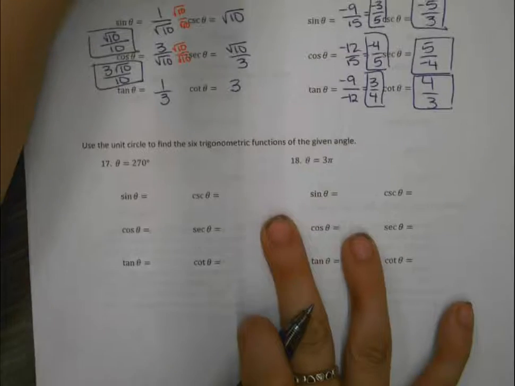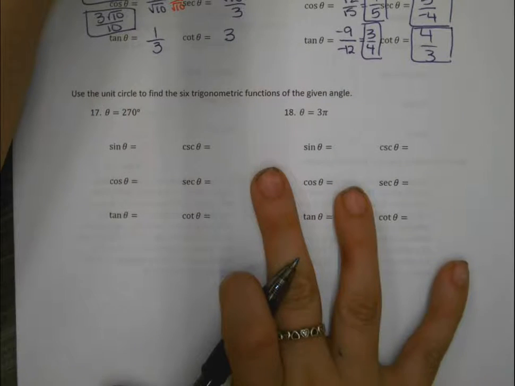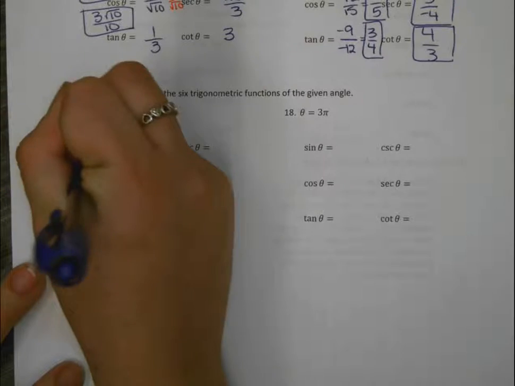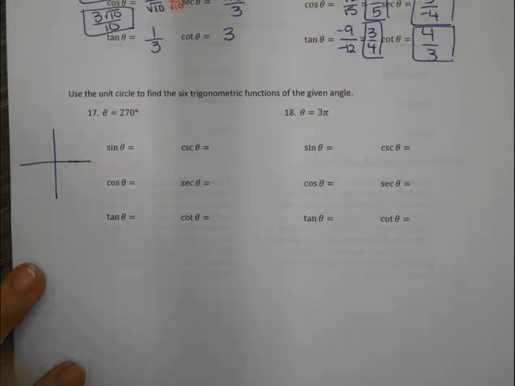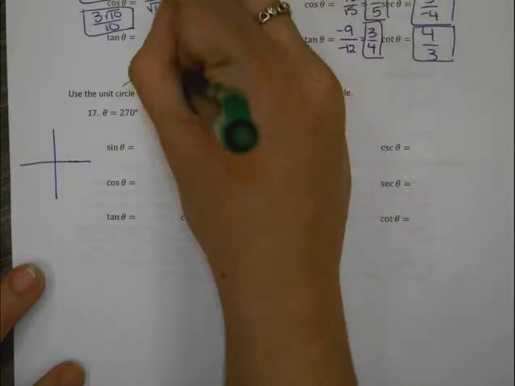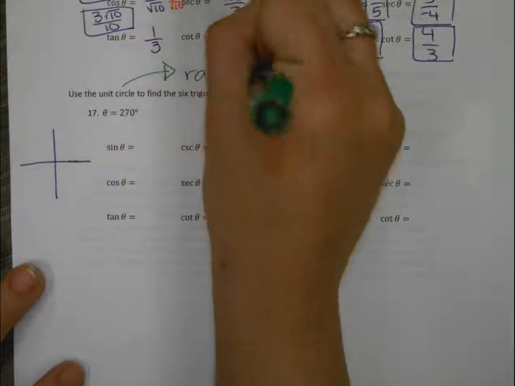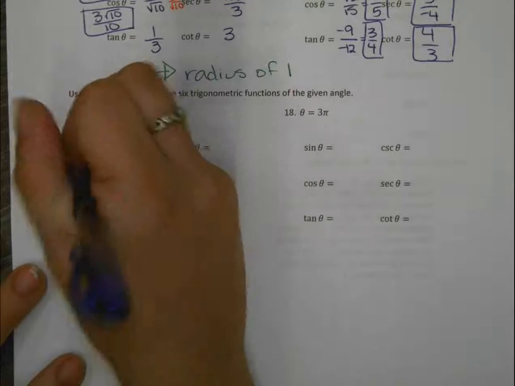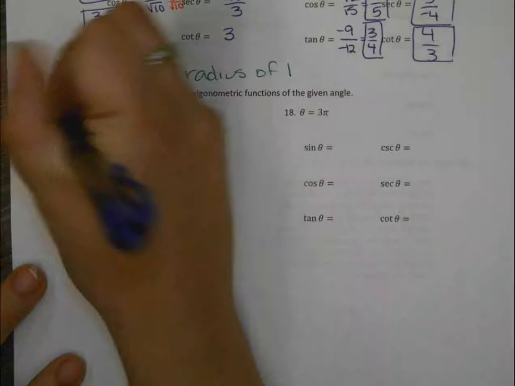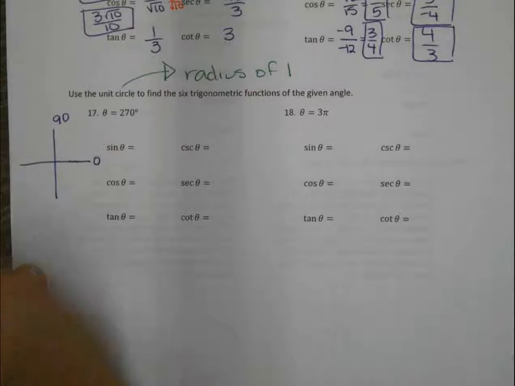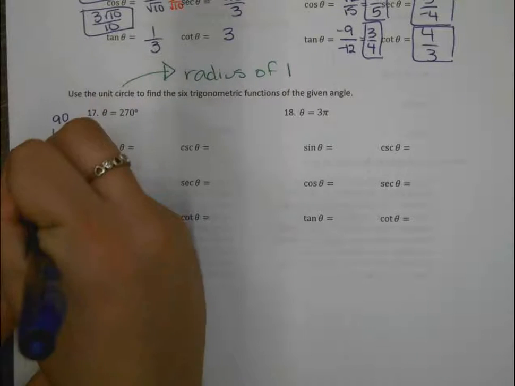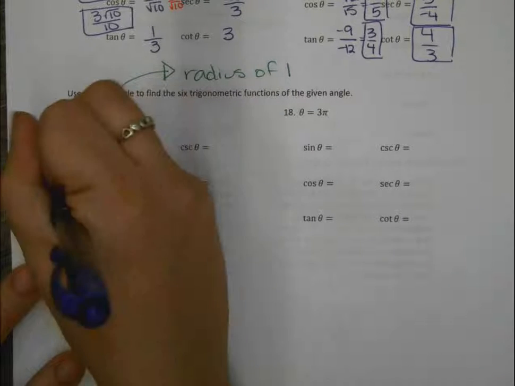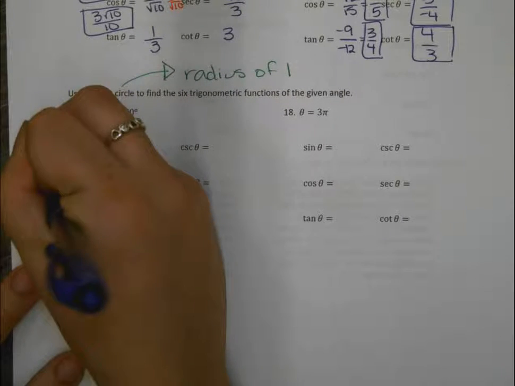17 and 18 are working with the unit circle, so this is very similar to the last two, except a unit circle will always have a radius of 1. It tells me it's 270 degrees, so I'm going to start by drawing my graph to figure out where 270 is. So I have 0, 90, 180, 270. I found 270, but I'll just complete it to get 360. So my angle is right here, and this is my point.